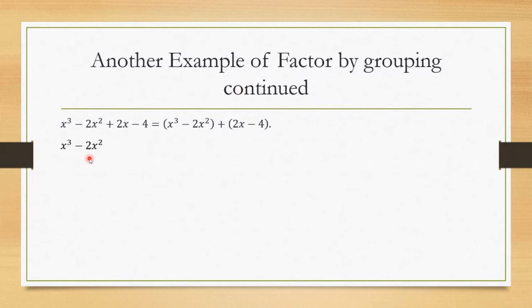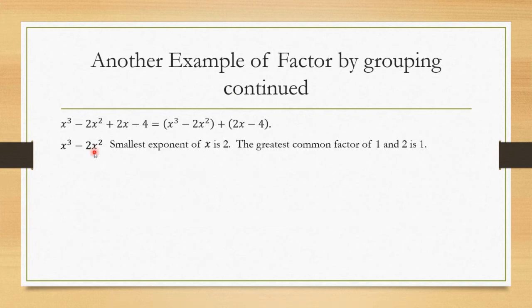Now, if you have x cubed minus 2x squared, notice the smallest exponent of x is just going to be 2. That's the smallest exponent of x. Remember, if the coefficient's 1, we don't write it. But what's the greatest common factor of 1 and 2? It's just going to be 1, since the only factor of 1 is 1 itself. So our GCF here is going to be x squared.